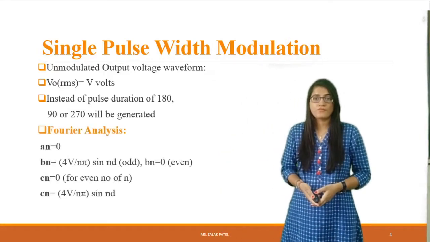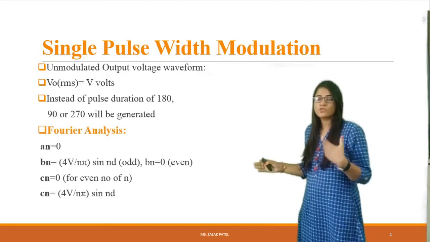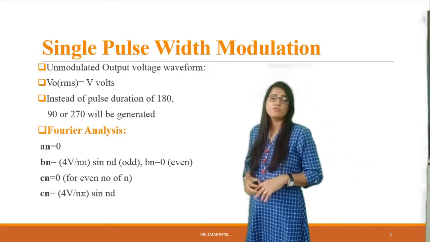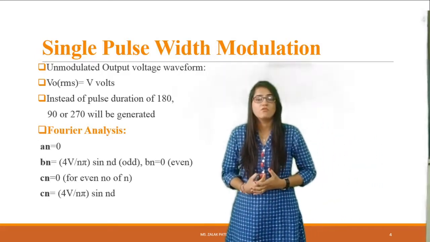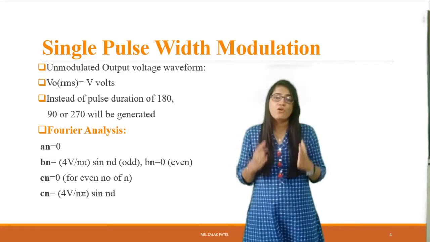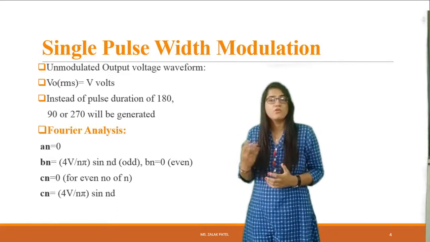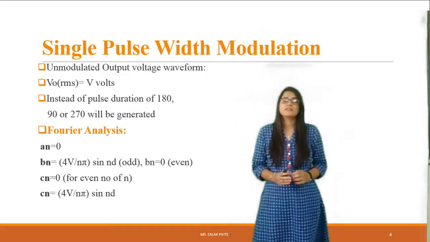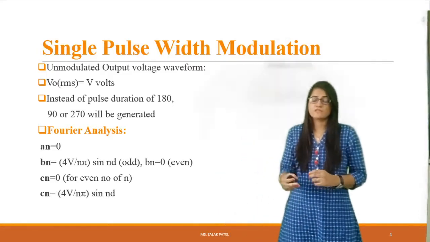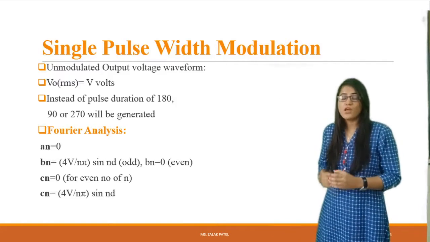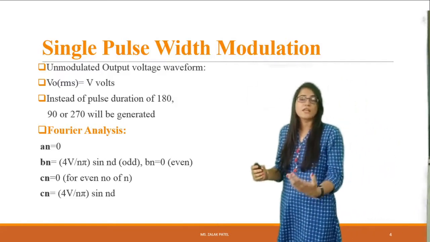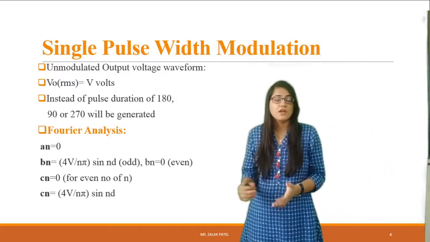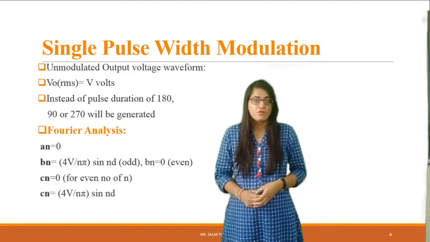So we do the Fourier analysis. Why do we do the Fourier analysis? Because we want to get the Fourier coefficients, and by using the coefficients we can get the fundamental value. Once we get the fundamental value and the harmonics, we can get the displacement factor or harmonic factor, or we can calculate the power dissipated or the efficiency of the inverter.